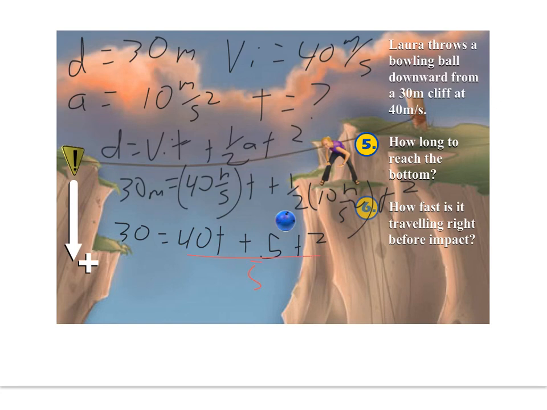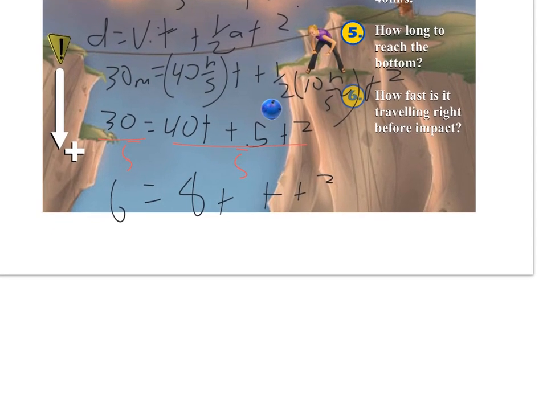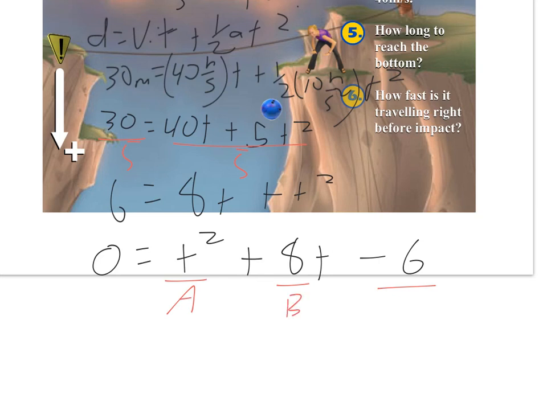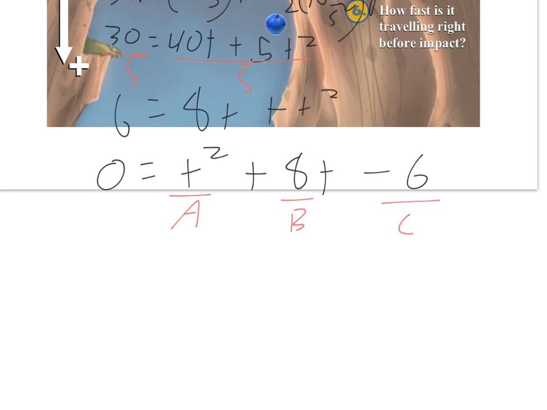I'm going to divide out 5 on both sides of the equation. So I have 6 equals 8t plus t squared. Be careful in this case, because now we've got a couple of signs that have changed from the previous problem. So here, let me write this as 0 equals, now we've got positive t squared plus 8t minus 6. So our coefficients are a little different than last time. Plus 1 for a, 8 for b, minus 6 for c. So when you're applying the quadratic equation, be conscious of that. You're going to get a different answer because this is a different problem.